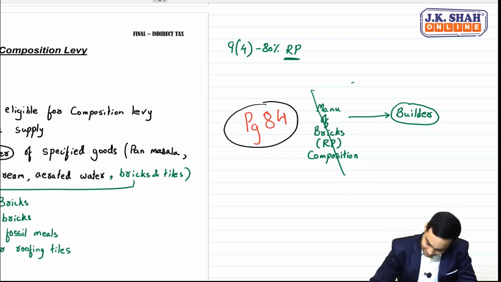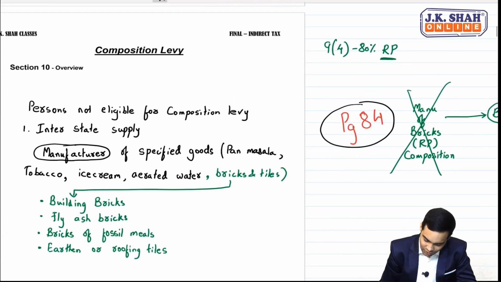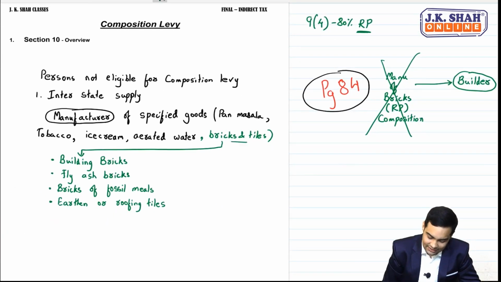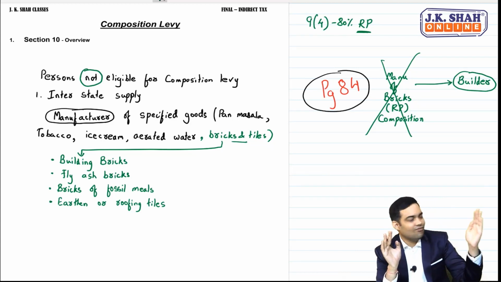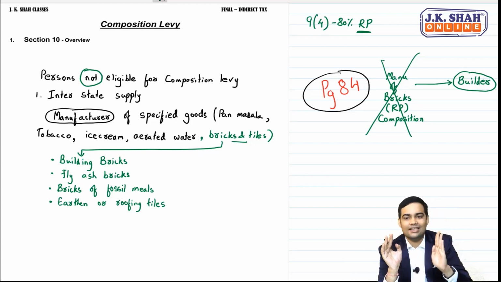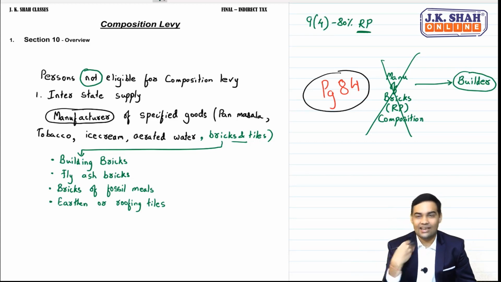Government said, manufacturer of bricks will not be eligible for composition scheme. So this is basically what happened in the industry. But are you required to know this? The answer is no. At present, be careful about one thing: bricks and tiles are not eligible for composition levy. Sir, can a trader take this scheme? The answer is yes. A trader of bricks and tiles can take this composition scheme, but he would not prefer it. Reason being, if the manufacturer is a registered person, he would be charging full tax, and the moment he charges full tax, I, as a trader, would have suffered that full tax.